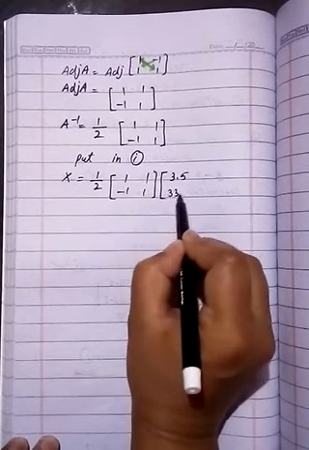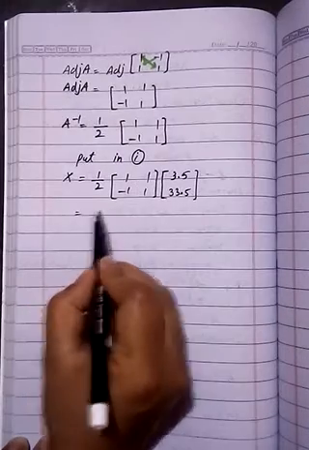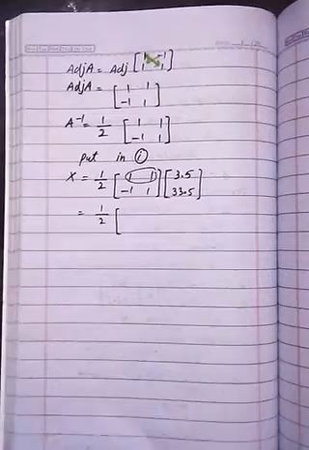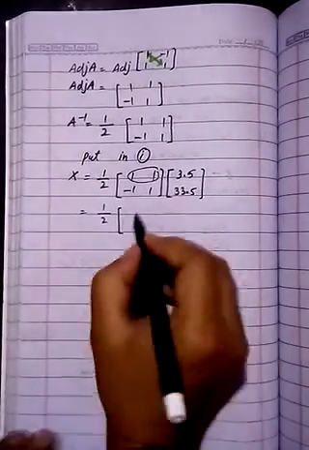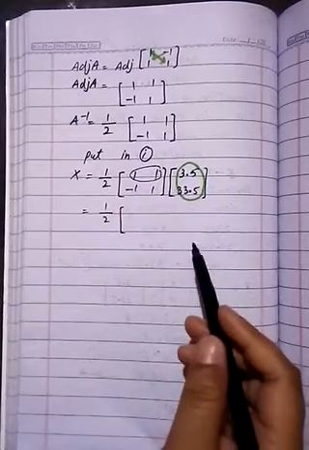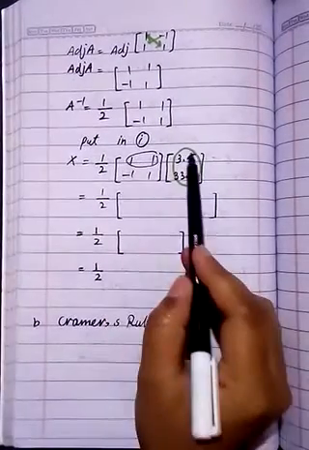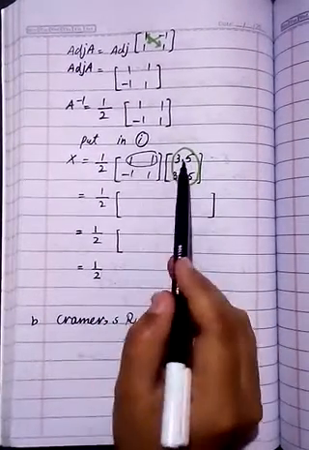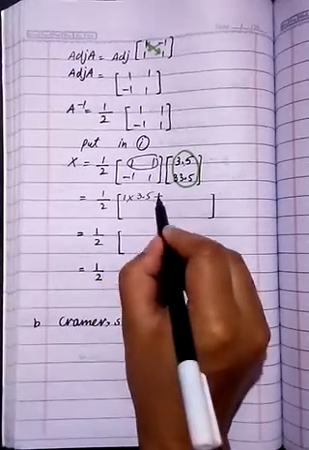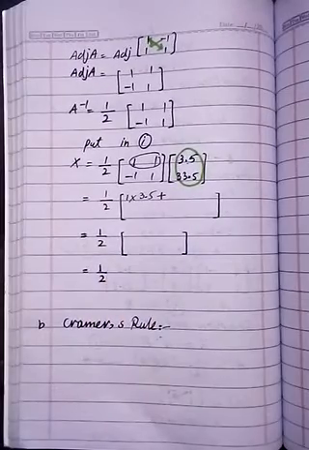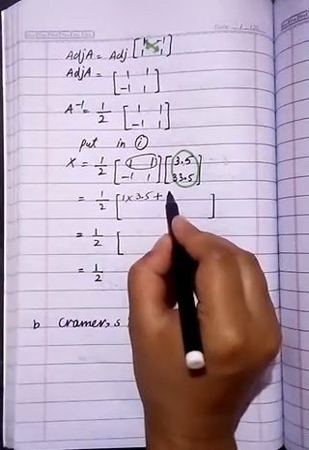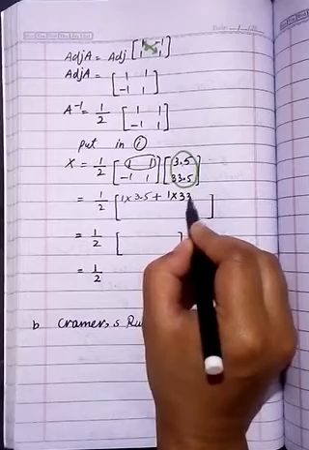3.5 and 33.5. So you will multiply row by column. That is the first row multiplied by the first column, first entry multiplied by first entry. So you can write here 1 multiplied by 3.5. The plus sign is used here when you multiply row by column. Then the second entry, 1 multiplied by 33.5.